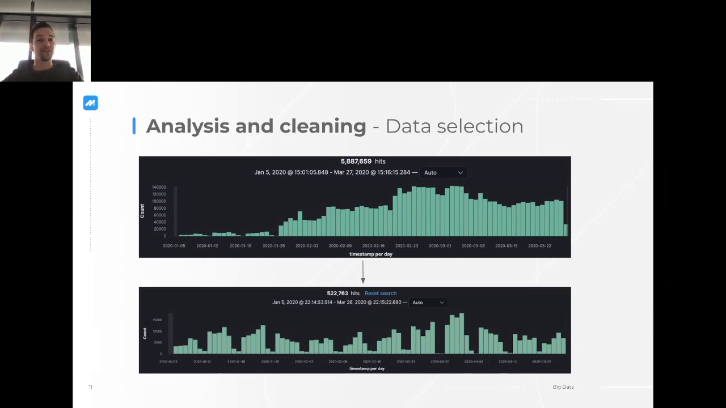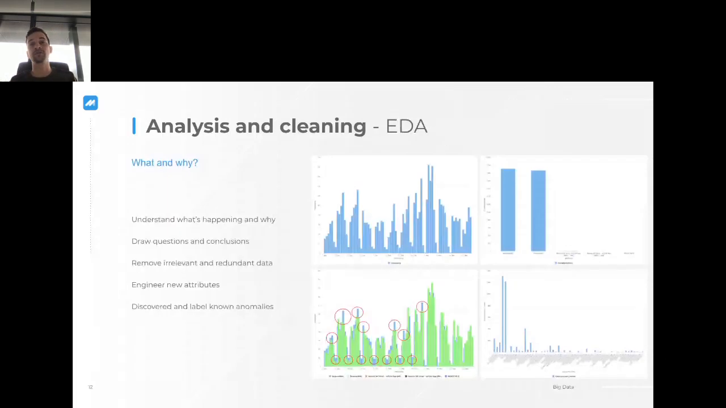Okay, exploratory data analysis. Here we ask questions what and why. We try to understand what's happening and why, draw some questions in conclusions. Generally, EDA is an approach to analyzing data in order to summarize the main characteristics and uncover the underlying structure using statistical and visual methods. EDA is primarily for seeing what the data can tell us beyond the formal modeling or hypothesis testing task.